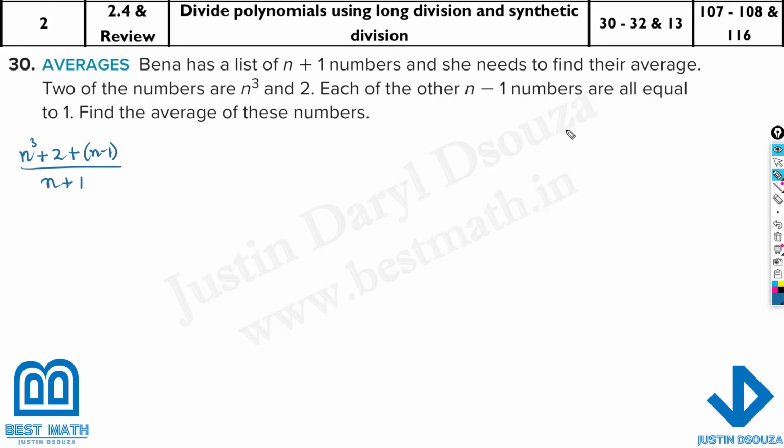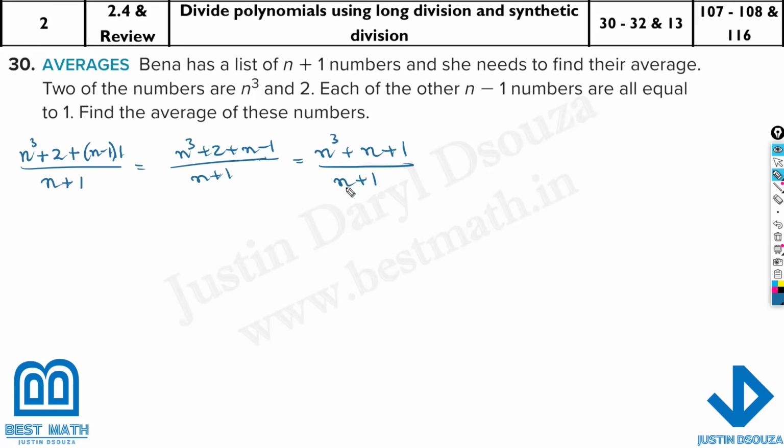So now if I tell there are 5 more numbers which are all equal to 1, how do I write it? 5 times 1, right? Same way, I'll write over here n minus 1 times 1. So let's simplify this. It will be n power 3 plus 2 plus n minus 1, because when you multiply it's the same thing, 1 is multiplied with n minus 1, and divided by n plus 1. Let's rearrange this. Let's write n cube first, plus n, plus 2 minus 1 will be plus 1, divided by n plus 1. Here we go. Now this is what we need to divide.